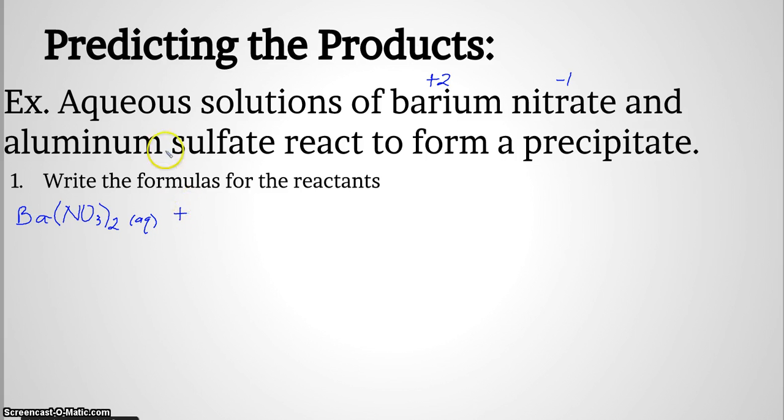And it's reacting with aluminum sulfate. We look at the periodic table, aluminum has a charge of +3, sulfate has a charge of -2, so we're going to need two aluminums and three sulfates. So we write Al2(SO4)3, and it is also aqueous. Okay, so that's the first step, writing the formulas for our two reactants.